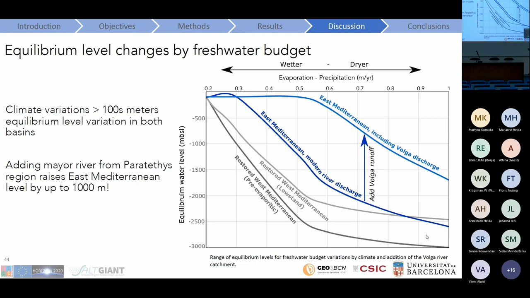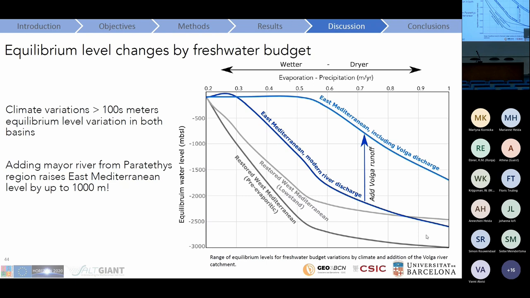And what we see is that when we vary the evaporation precipitation values around modern expected values, this can already provoke variations in the equilibrium level on the scale of hundreds of meters, both in the Western Mediterranean and in the Eastern Mediterranean. And then when we add a major river, possibly from the Paratethys, in this case, just as a thought experiment, we add the modern runoff of the Volga River into the Eastern Mediterranean. And we see that this might potentially raise the equilibrium level of the Eastern Mediterranean by up to 1,000 meters and can push it into a positive freshwater budget, possibly supplying water into the Western Mediterranean.